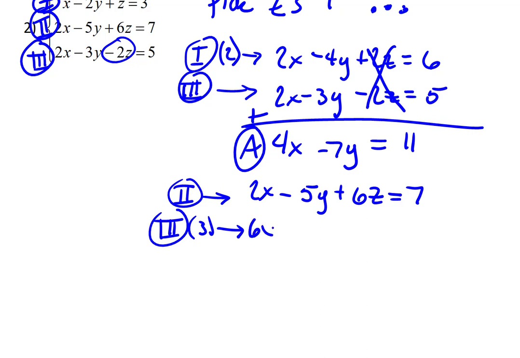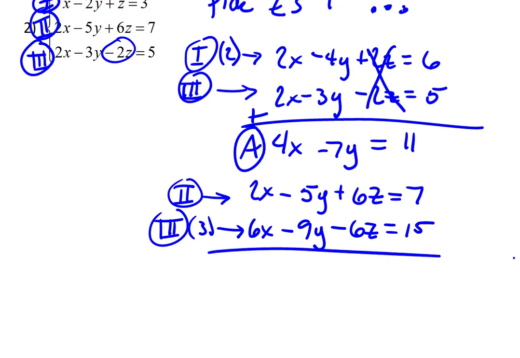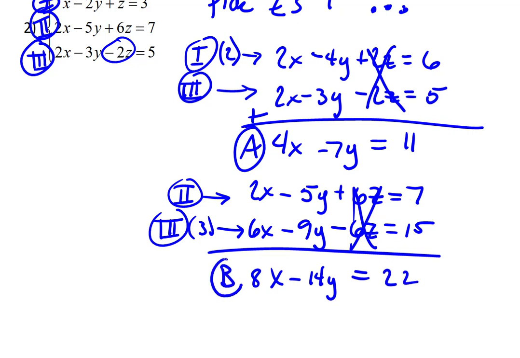So that will turn this into a 6x minus 9y minus 6z equals 15, right? We're multiplying everything by 3 there. Now I'm ready to add and combine. The x's combine to give me an 8x. The y terms will give me a negative 14y. And of course the z's cancel. So all the way on the right side, when I add down, 7 plus 15 will give me 22. So here's equation B. We have 8x minus 14y equals 22.